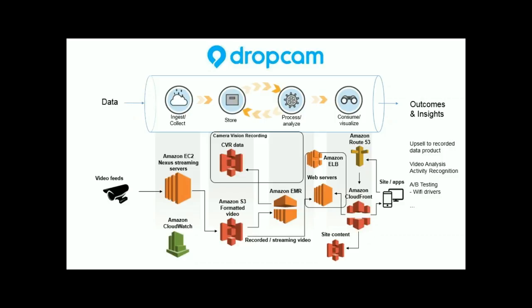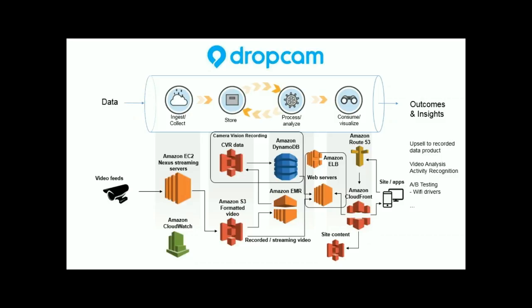But what about when they want to offer the machine learning, so the computer vision recording is what they call it. In order to process this data and add context and analytics to it, they use Amazon EMR, or Elastic MapReduce, which is our fully managed Hadoop service. So they push the data into EMR, they do their analysis and their tagging of the data within Hadoop, and they store that video recording with tags back into S3 and what they call their CVR data.